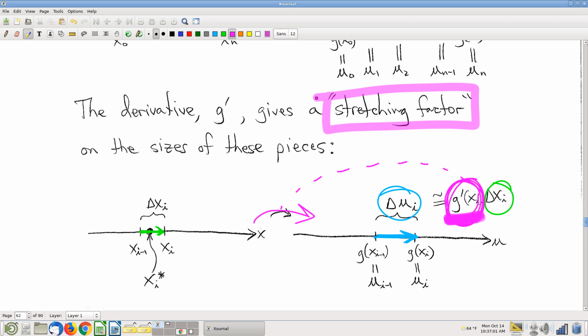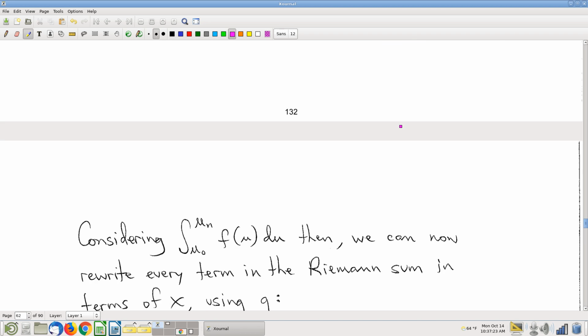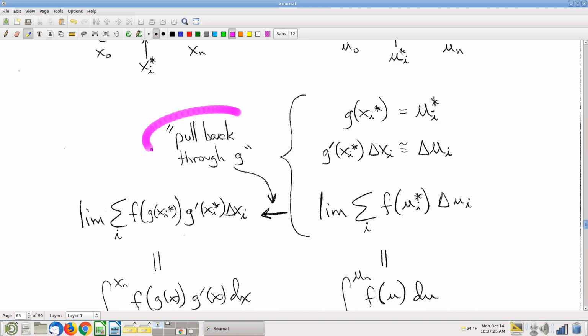Okay, so what I'm going to say here is that in this sort of substitution, what we call our substitution rule, the stretching factor is g prime. And by stretching factor, I just mean that when you're looking at sizes, how do sizes change? What do you multiply by in that size change? Okay, so heads up about these two terms: stretching factor and pullback are going to come up again and again as we go through the rest of the course.